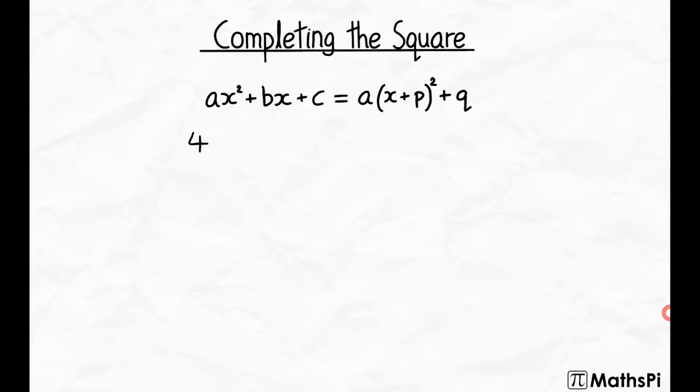Let's take 4x squared plus 12x plus 7, and we'll go through the various stages here. First step, take 4 out of the first two terms. So you take 4, open a bracket, taking 4 out of the first term leaves x squared, and the second term will leave positive 3x, and then you just leave the plus 7 there separately.